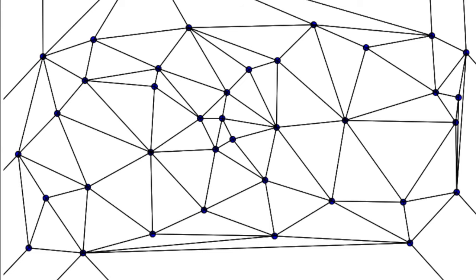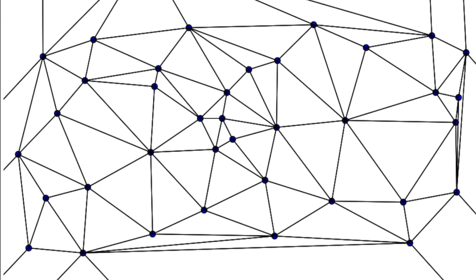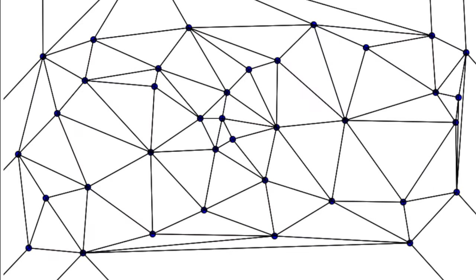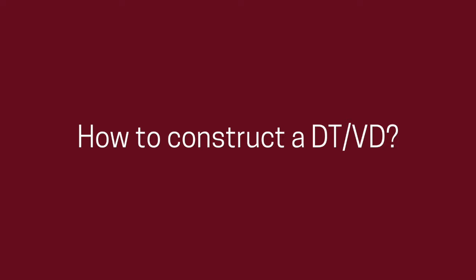So it's possible to go from the Delaunay triangulation to the Voronoi diagram this way, but it's also possible to go from the Voronoi diagram to the Delaunay triangulation by applying the same idea. As we've just seen, the Delaunay triangulation can always be extracted from the Voronoi diagram and vice versa. So it means that if we want to construct either structure, we can just construct one or the other and then extract the other one on the fly.